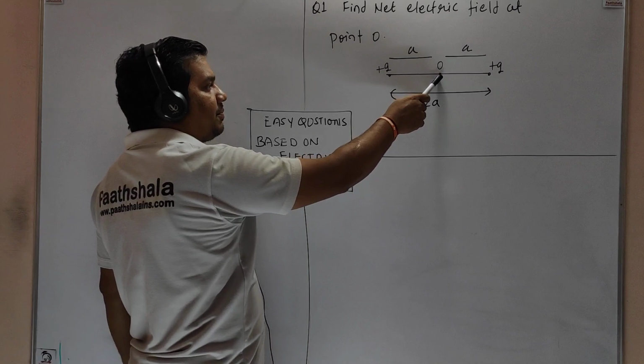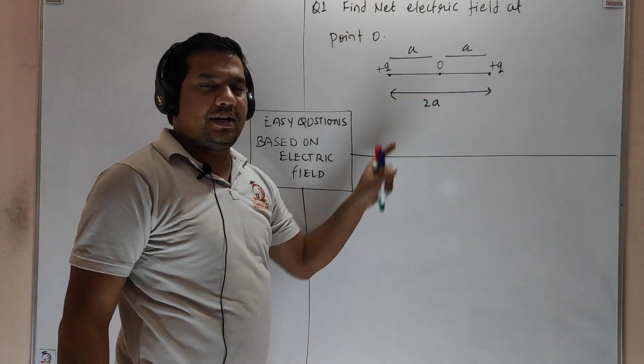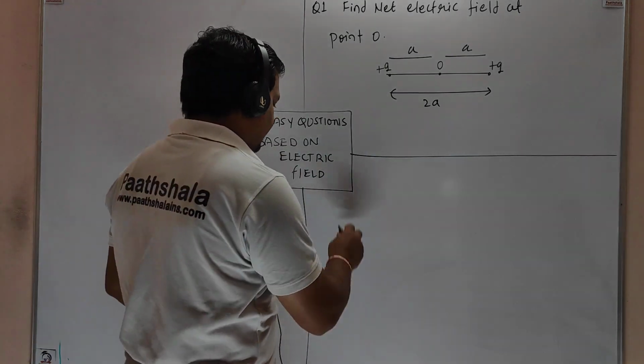Find net electric field at point O due to these 2 point charges. O is the midpoint.